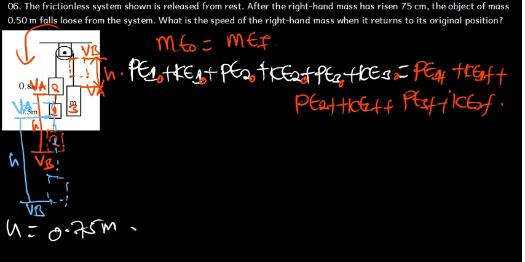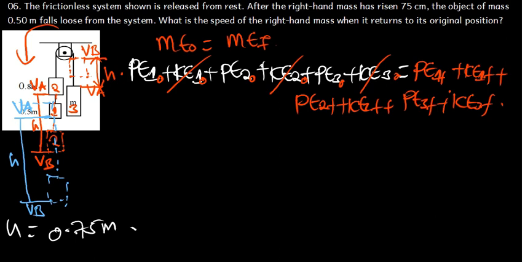Now let's analyze. Initially, we don't have any velocity, so we don't expect to have kinetic energy. So on the initial side, we are going to cancel kinetic energy, because it started from rest where the kinetic energy is 0. So I'm going to cancel this.